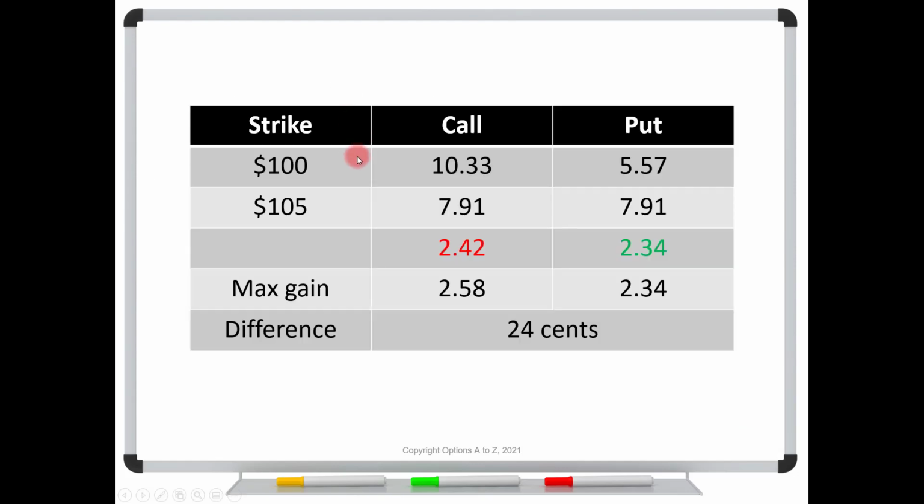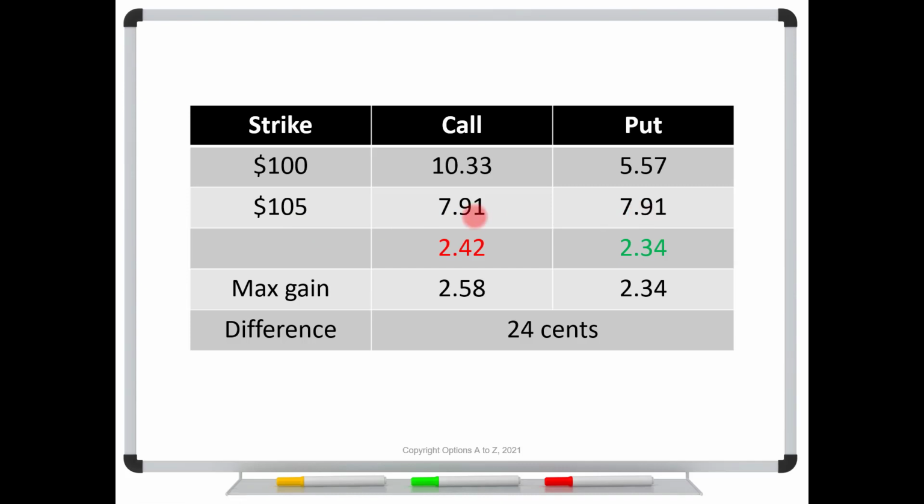So here are some call and put prices. I've put these into a pricing model. We're assuming that the current stock price is 100, volatility 20%, and just to make the math easier, 5% interest rates. So under those assumptions, the $100 call is worth $10.33 and the put is worth $5.57. The 105 strike, the call and put are both worth $7.91.